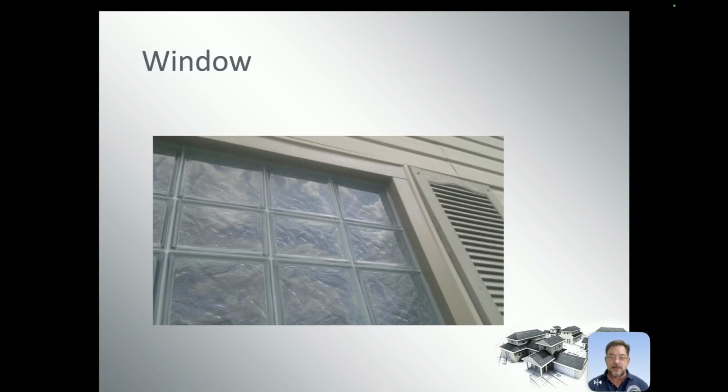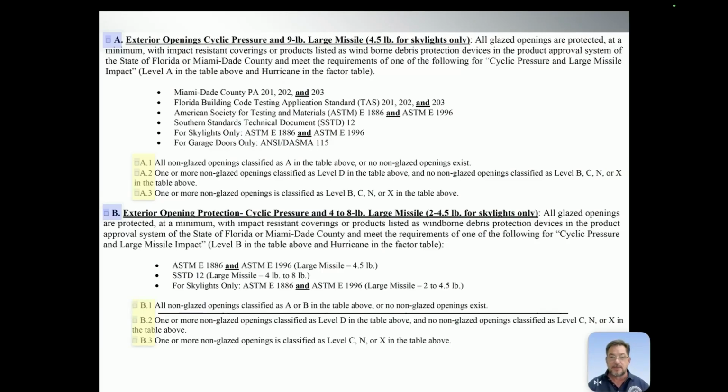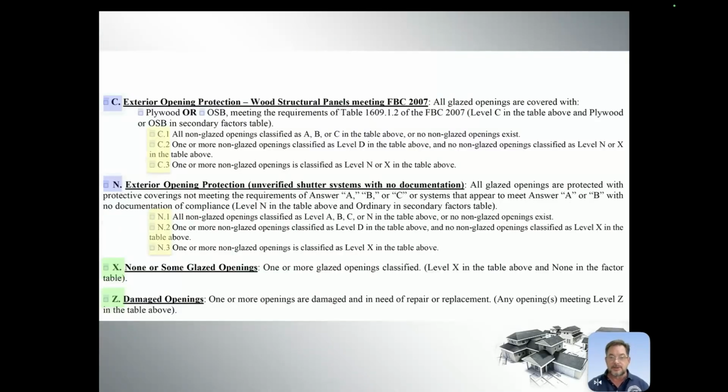Just because it looks like glass block does not mean it's glass block. So here we are. If we have glass, we're going to mark that down as the letters, and if we have a solid opening, we're going to mark it down as the letter-number combination. So we could have an A1 where all the glass is covered, and an A3 where the non-glazed openings are not covered. Same thing with B, and then of course that goes also to C. It goes down to N, and then we have our X and our Z.